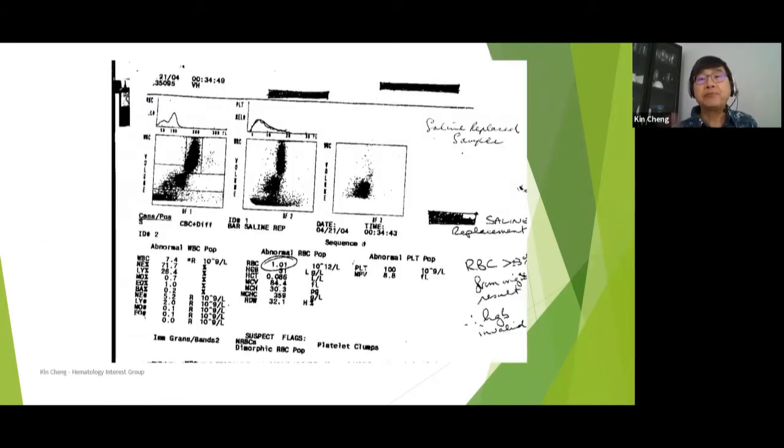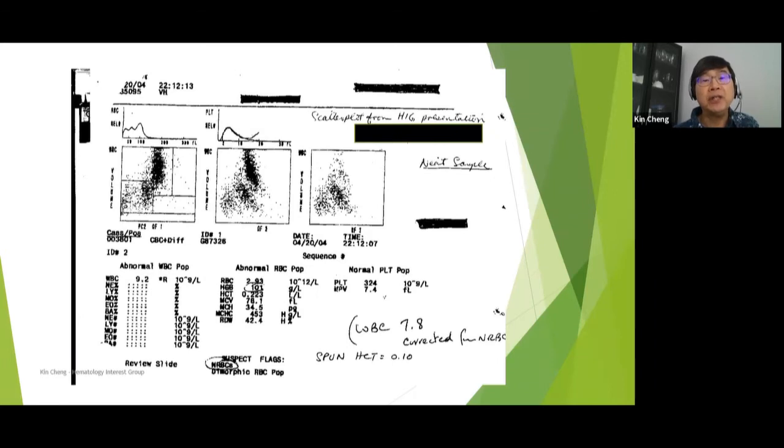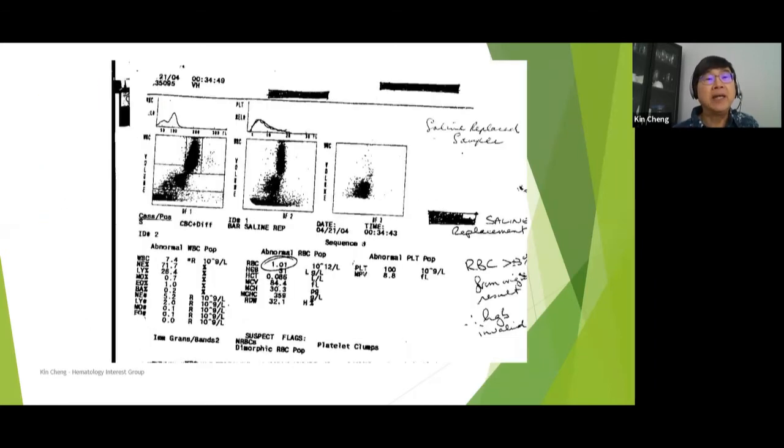Now I'm going to show you the plasma saline replace sample. Sorry, the red count actually dropped back. The red count was 2.93 in the original sample, and then it came back to 1.01. So in other words, whatever you have at that little button that was spun down, it's only a very, very small amount of red cells. So obviously there's severe hemolysis, and she realized that she's dealing with something very abnormal.